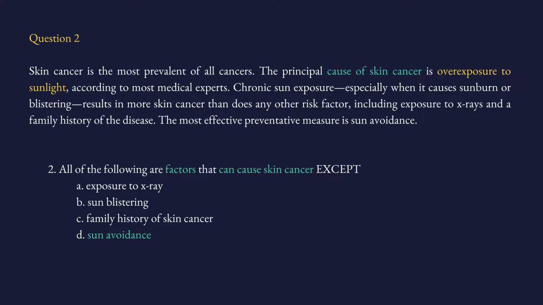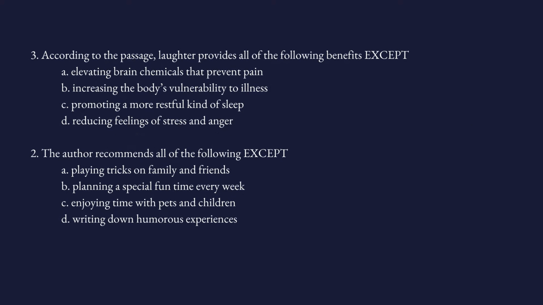But D says sun avoidance. It means avoiding sun, staying away from the sun. So as you can see, it's the right opposite. So D is the answer. I don't even need to read the rest because it's right opposite. It is wrong.